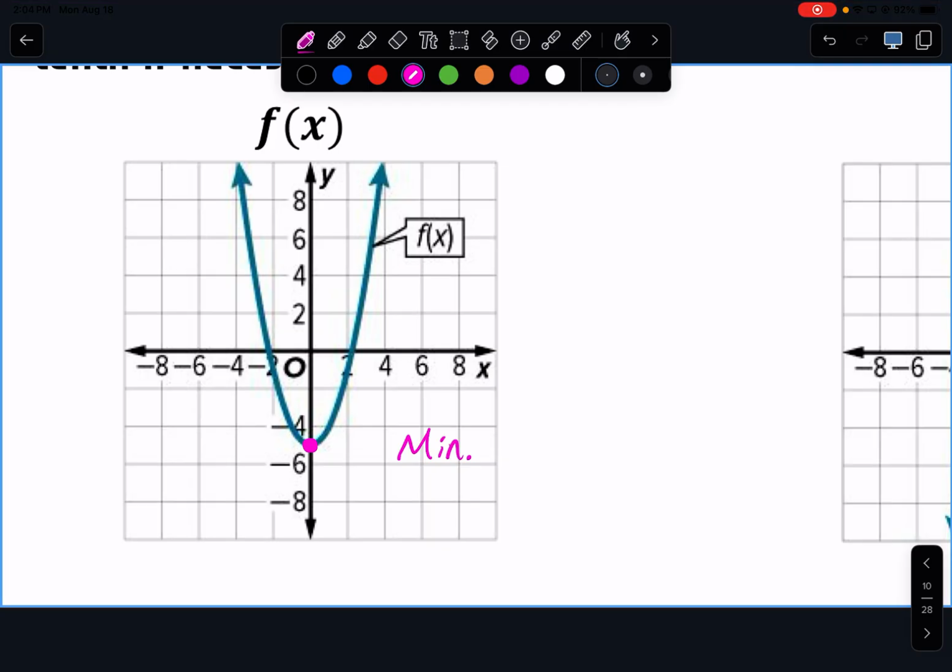Okay. And then is it an absolute minimum or is it a relative minimum? Is there anything on this graph that goes below that pink point? Nope. So that means it's what? Absolute. Absolute minimum. And then what is the point? So now we're going to give it a point, an ordered pair. It's at 0, and we're going to call it -5.